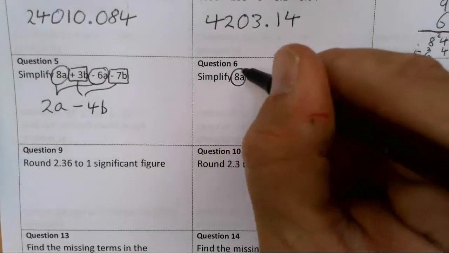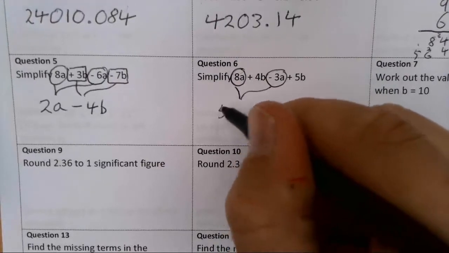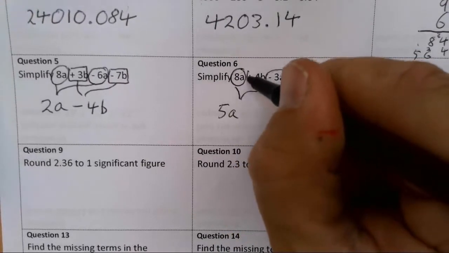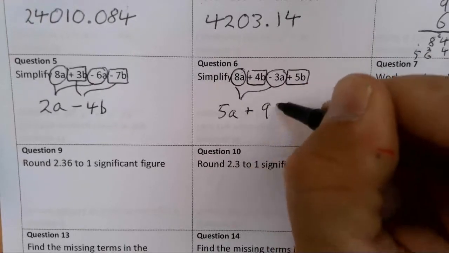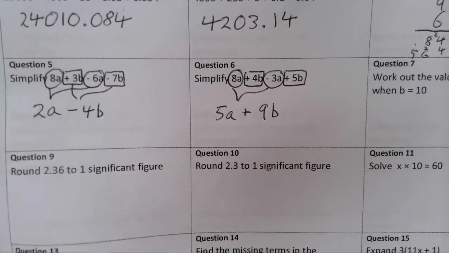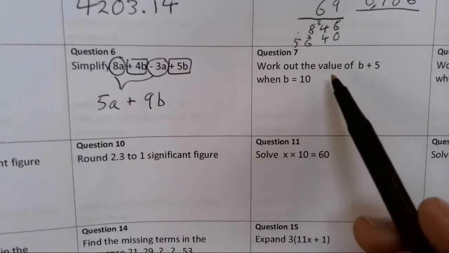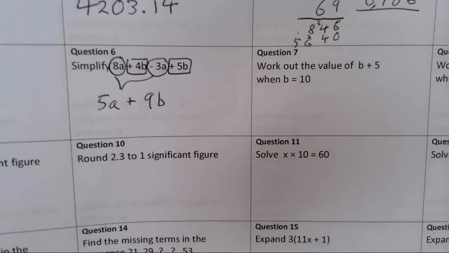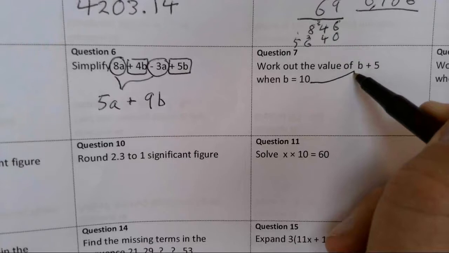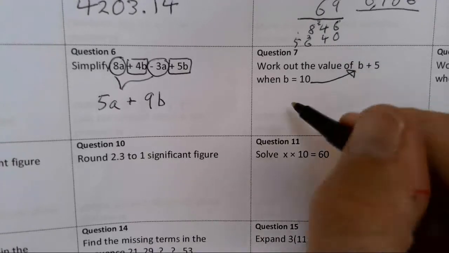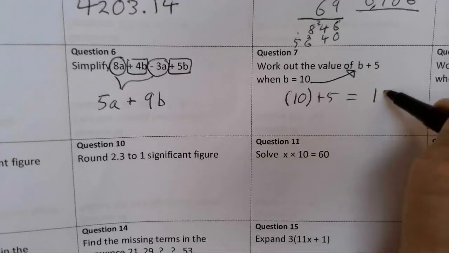Same sort of thing here. 8A, take away 3A is going to give you 5A. And 4B plus 5B is going to give you 9B. Okay, we've been doing work on this type of thing here, haven't we? So we've got B equals 10, so that becomes substituted in here. So we have 10 plus 5, which is just 15.